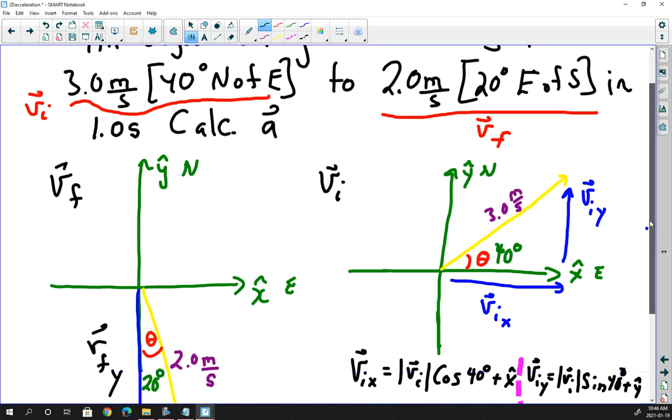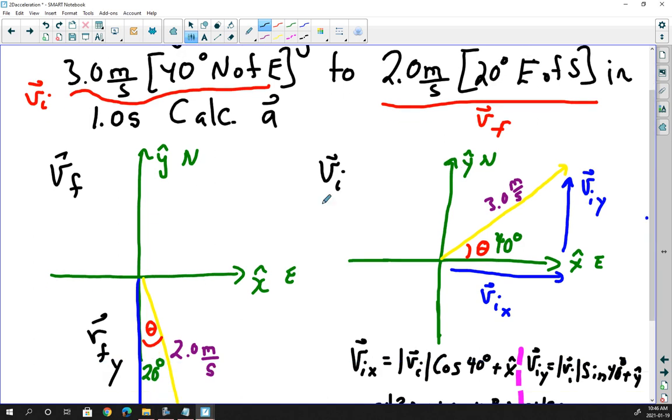So here is your velocity initial. All right, it's at 40 degrees north of east. So there's your angle, 40 degrees north of east, and it's got a magnitude of 3. So I've drawn it here in yellow. And it's got an x component, velocity initial x component, and it's got a y component, velocity initial y component. And both of these components are positive just by looking at the direction. Positive x component, positive y component.